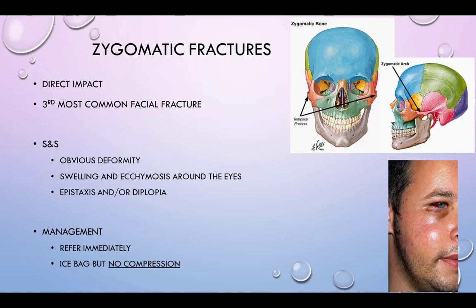Zygomatic fractures occur most often as a result of direct impact. They are the third most common facial fractures. Signs and symptoms include obvious deformity, swelling, and ecchymosis or bruising around the eyes, epistaxis or a bloody nose, or diplopia, which is double vision. Management should include immediate referral to a physician. You can also apply an ice bag, but do not compress the injury.